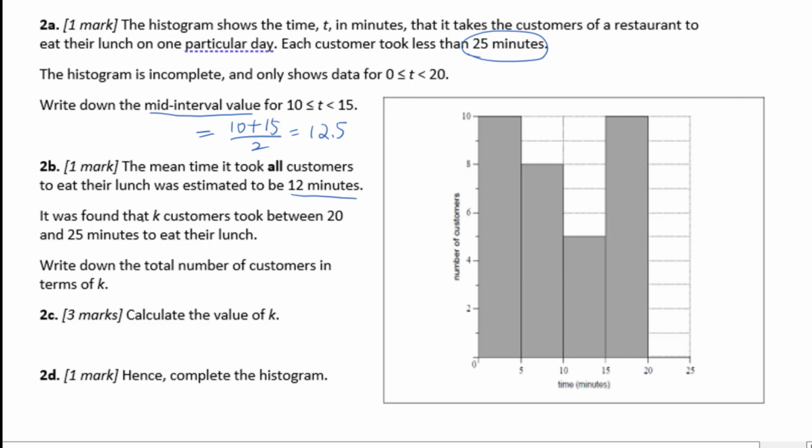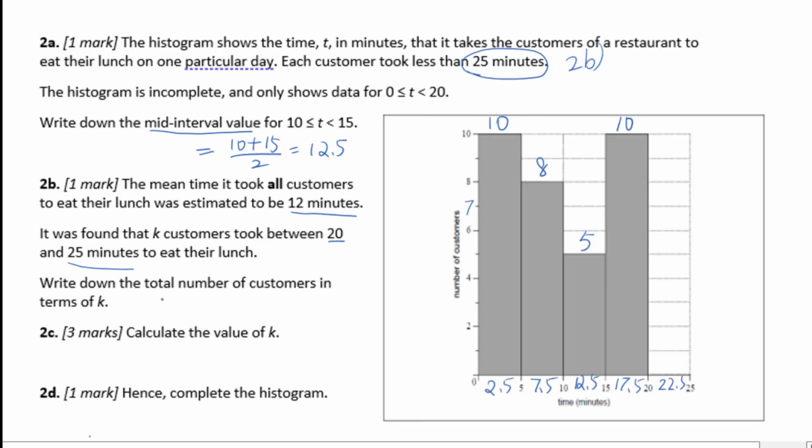The mean time it took all customers to eat their lunch was estimated to be 12 minutes. It was found that K customers took between 20 and 25 minutes to eat their lunch. Write down the total number of customers in terms of K. Total number of customers will be 10 plus 8 plus 5 plus 10 plus K, which means 33 plus K.